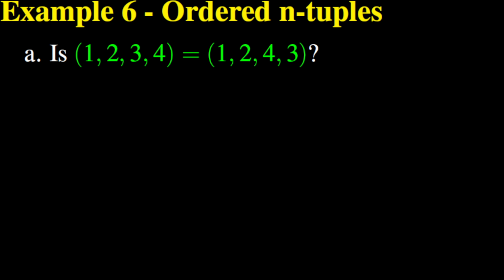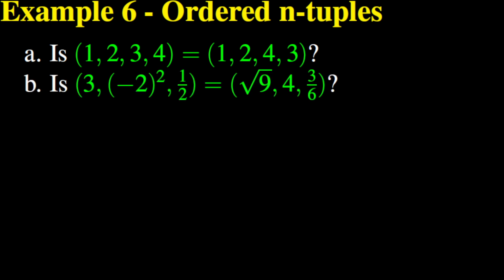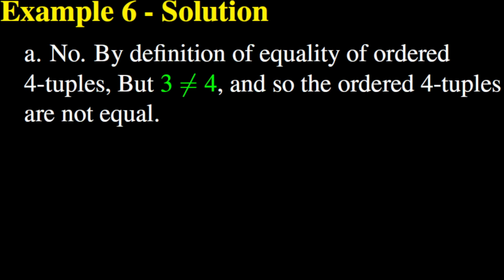Example 6. Question A: Is the quadruple (1, 2, 3, 4) equal to the quadruple (1, 2, 4, 3)? Question B: Is the triplet (3, (-2)², 1/2) equal to the triplet (√9, 4, 3/6)? Solution. For question A, the correct answer is no.